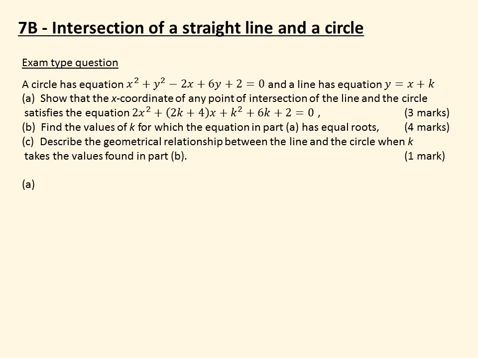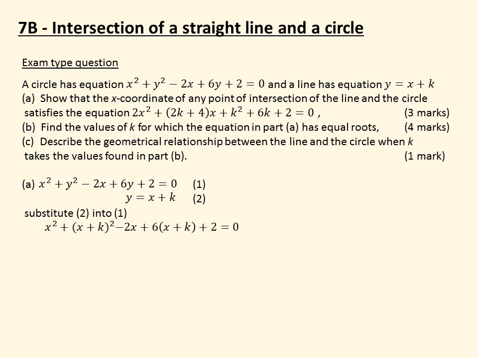Part A. We need to look at the intersection of the straight line and the circle. So we're going to solve these as simultaneous equations. We're going to substitute 2 into 1. And now we're going to expand the brackets and collect terms of x squared, x and constant together. Now we have the quadratic in x that we want in part A.